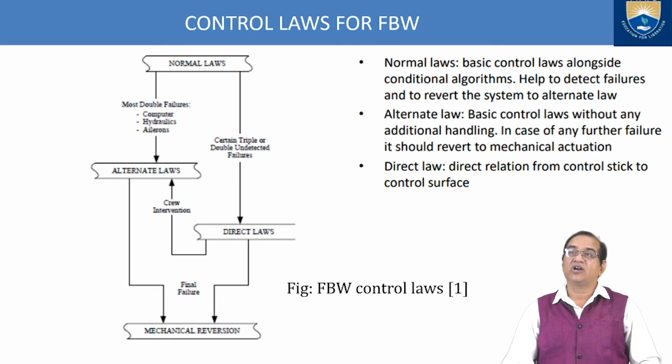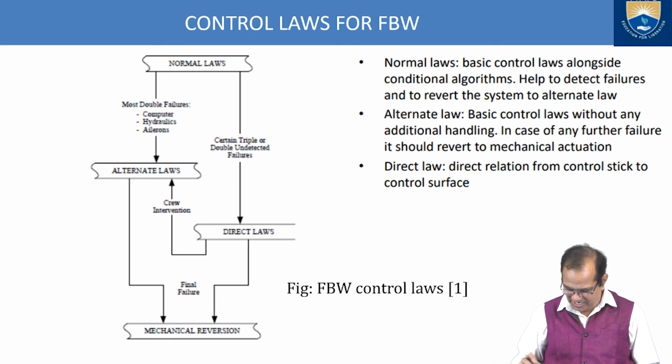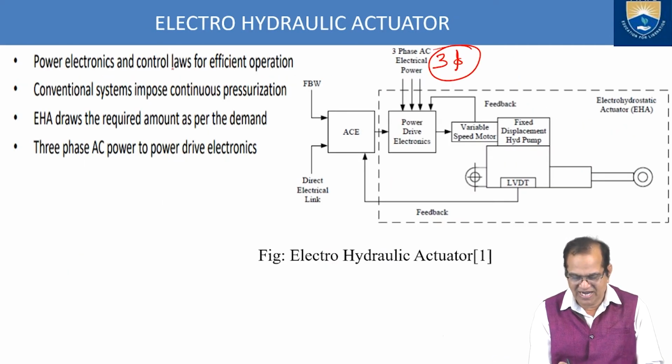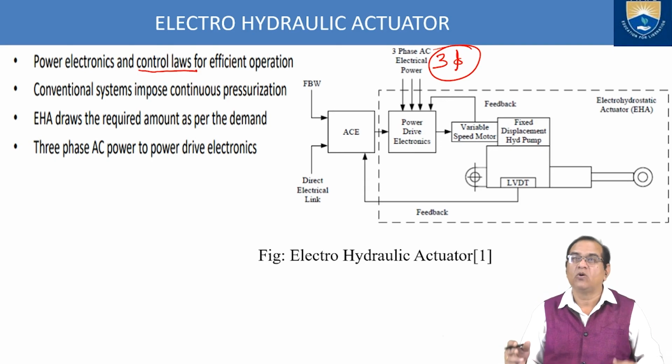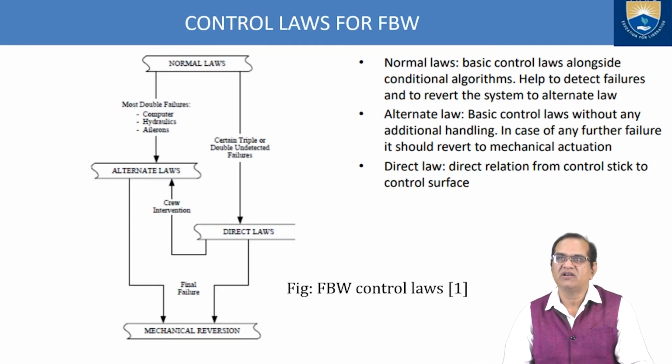Here are the control laws for the fly-by-wire. I have just now told you about power electronics and control laws. This word has come. Power electronics means motors and all which are generating the power, and it should be controlled. But what is the meaning of the control law? So here I am going to discuss the control laws for fly-by-wire.